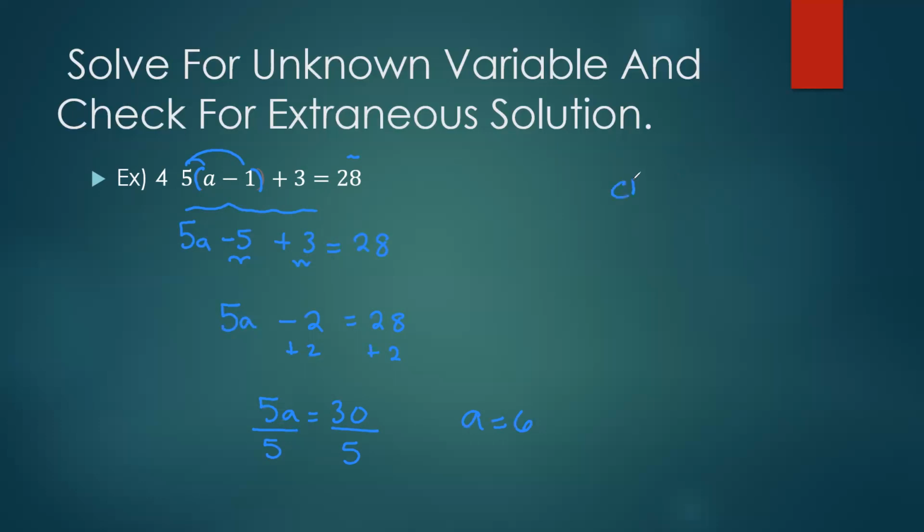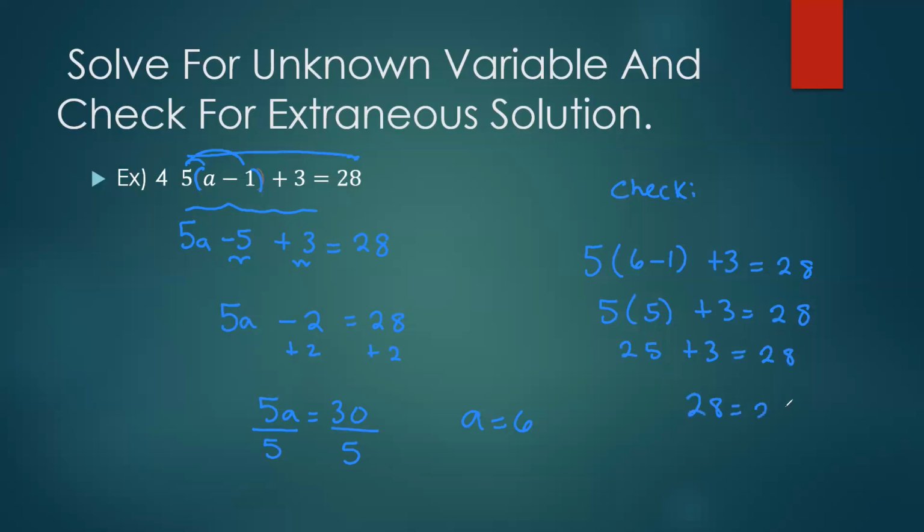Now we should check it. Plug in 6 wherever you see an a. I'm going to put it in the original, right? So 5 times 6 minus 1, plus 3 equals 28. 6 minus 1 is 5. 5 times 5 is 25. 25 plus 3 is 28. This is definitely true. That means that a does equal 6.